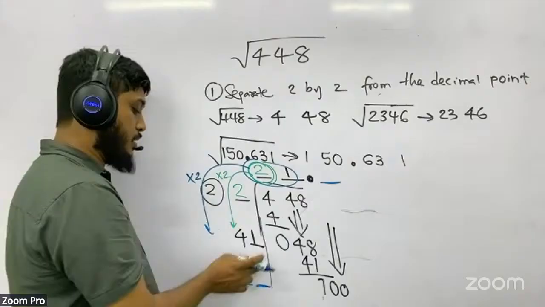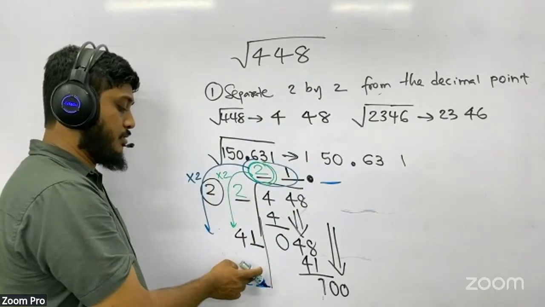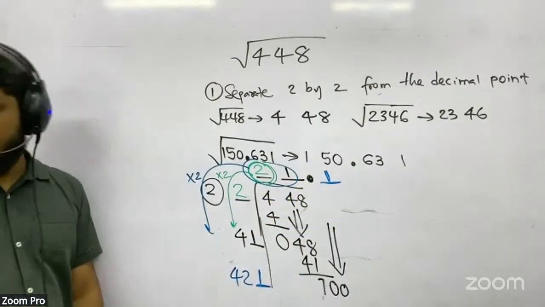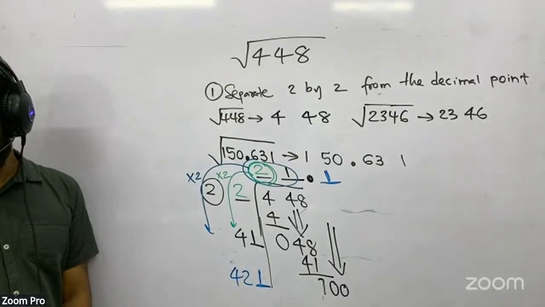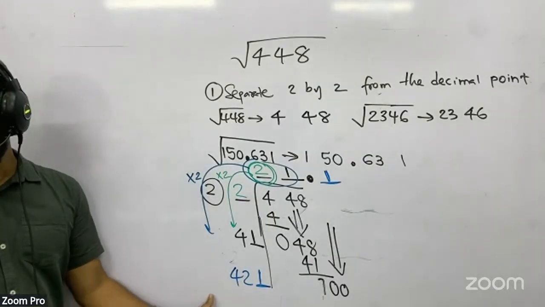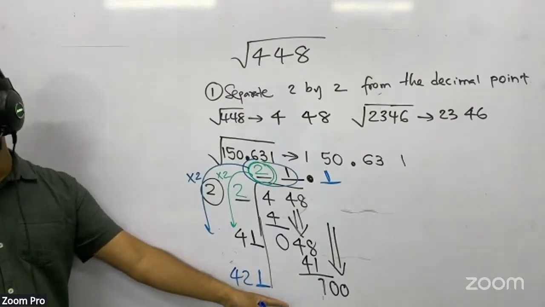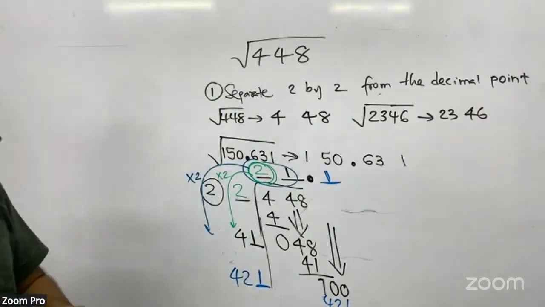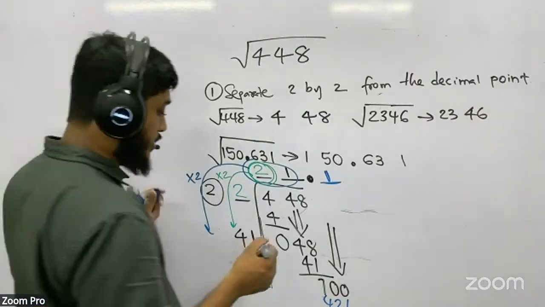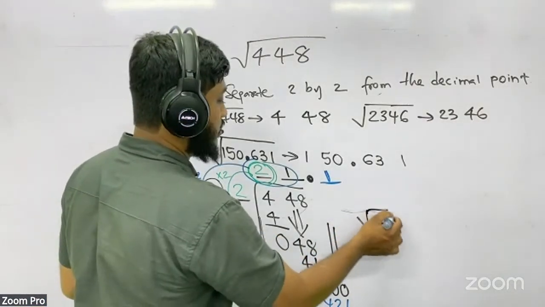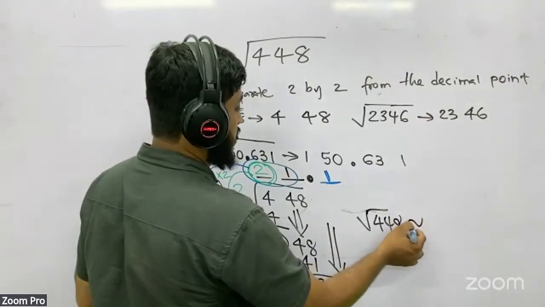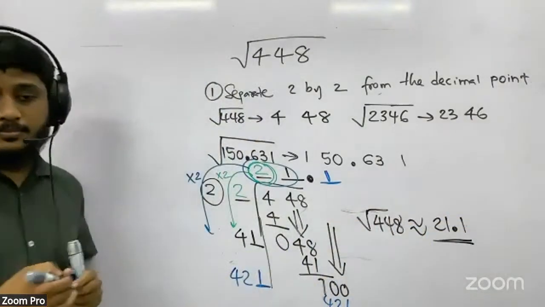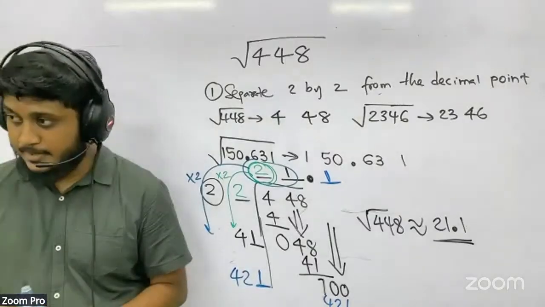So what should I put here? Can I put 1? If I put 1, what will happen? 421 into 1. Can I put 2? If I put 2, what will happen? This will go to something like 800. So the maximum is 700. So 1 into 421 is 421. We stop here. Then I can get the answer for square root 448. Square root 448 is approximately equal to 21.1. Is it clear? Division method.